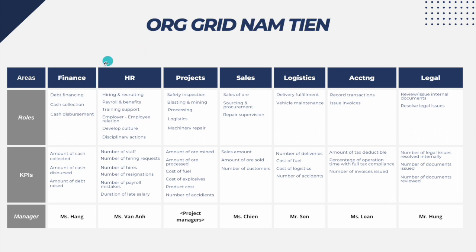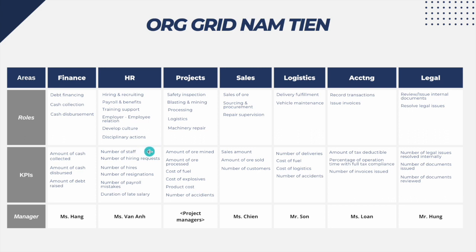Let's focus on HR. As you can see, HR has 5 major functions that add value to the company. They are hiring and recruiting, payroll and benefits, training support, employer and employee relations, culture development, and disciplinary actions. Based on those activities and functions, you can evaluate HR's performance based on the following numbers.